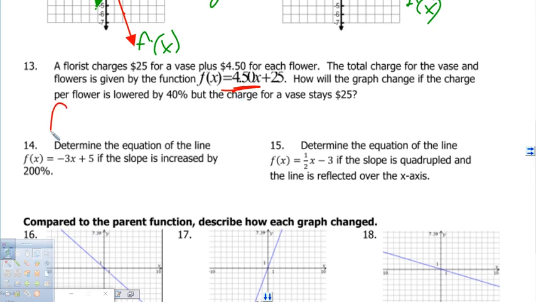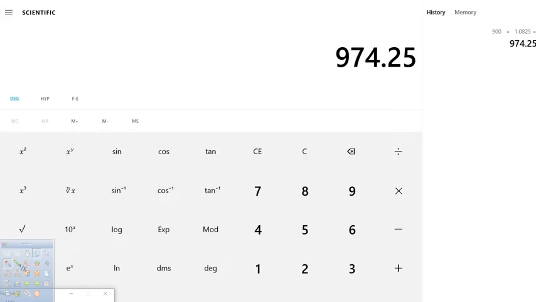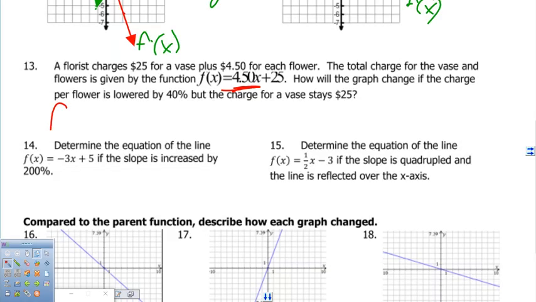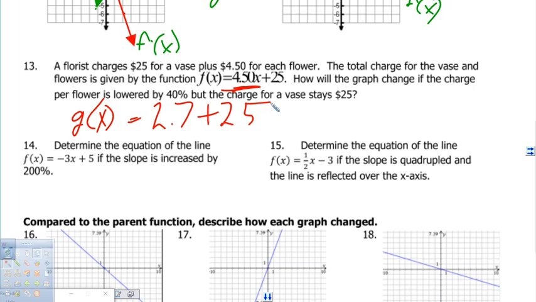So first off, we need to figure out what happens if we lower it by 40%. That means we're only going to be paying 60% of the flower cost. That's 450 times 0.6, so that's 270. Okay? So our slope of the new graph is going to be 2.7. So that's going to be g of x equals 2.7x plus 25. And that's it.